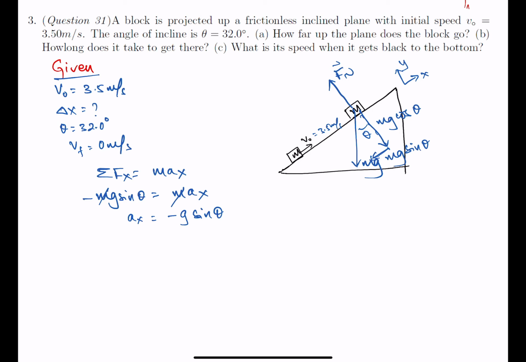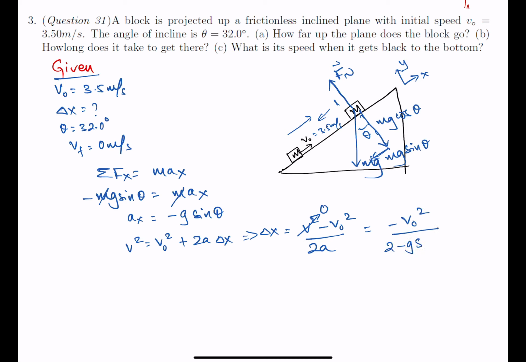We know because it was pushed up, this block was going up, stops, that means it's going to come back down. Acceleration is in this direction. So v squared equals v initial squared plus 2a delta x. This is what we are trying to find, delta x, which is v final squared minus v initial squared divided by 2a. V final is 0 while going up, negative v initial squared, 2 times negative g sine of theta. So delta x is v initial squared over 2g sine of theta. Now you can plug in all the values. You should get your delta x to be 1.18 meters.